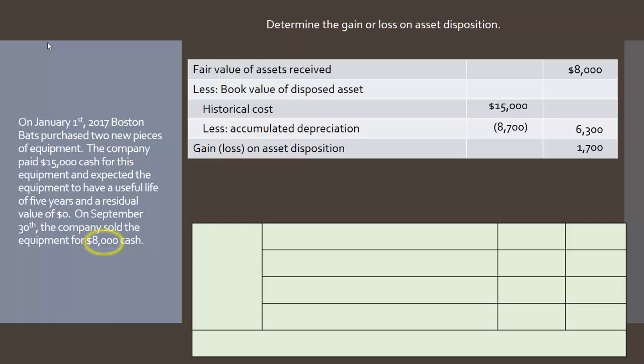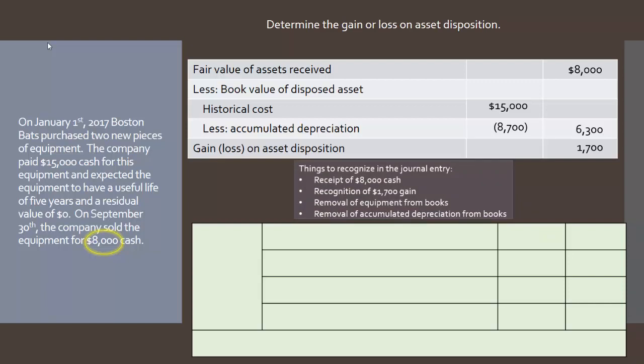So to record the journal entry, here are the things you have to have in there: the receipt of any assets, in this case cash, that you are getting; the recognition of any gains or losses. We had a $1,700 gain. We're getting rid of these pieces of equipment, which means we need to take them off our books because we no longer own them. And since we're getting rid of the equipment, we need to get rid of the accumulated depreciation account for the equipment from our books as well.